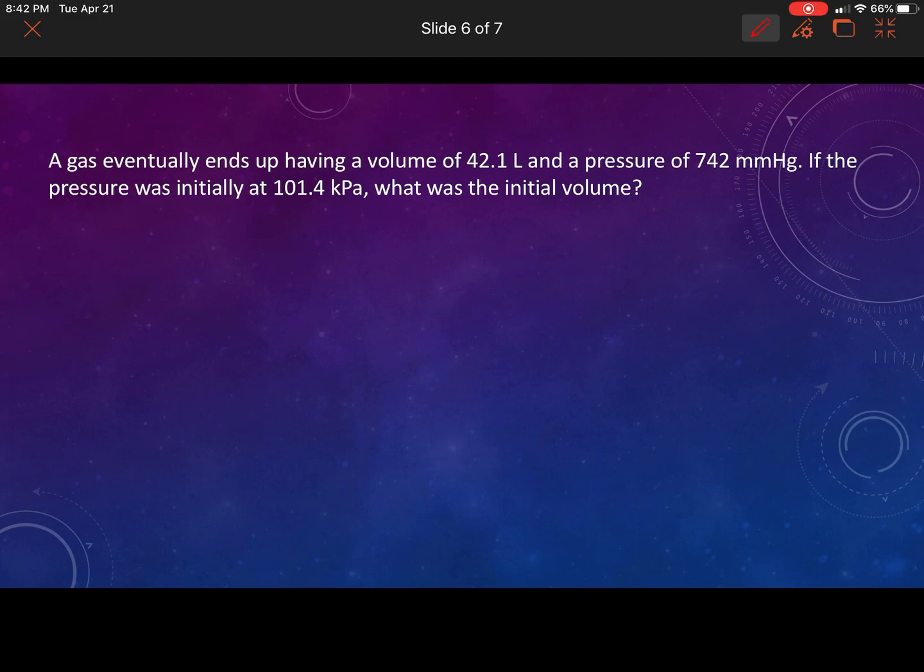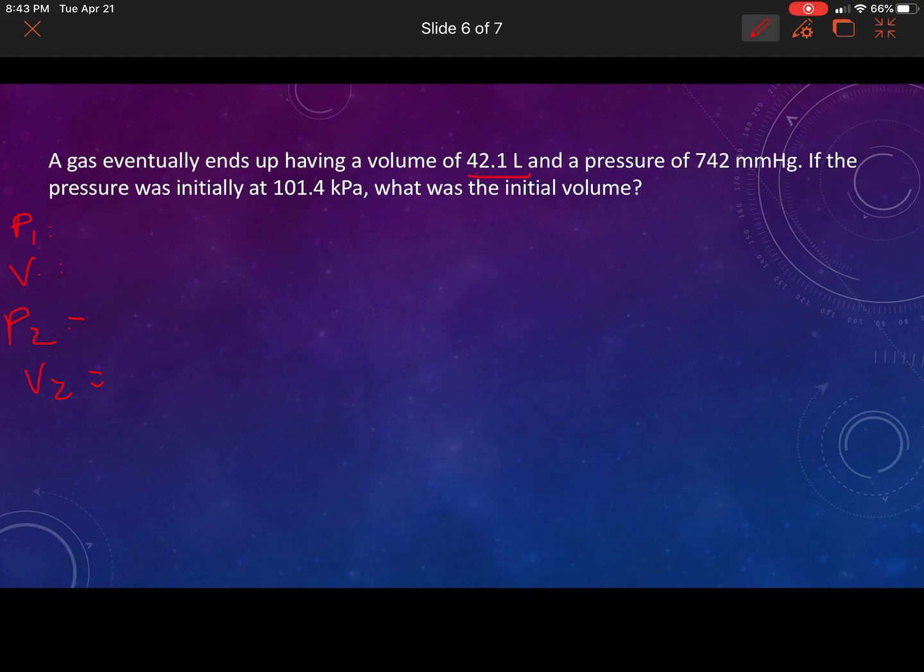Okay, so this one, if you want, you can pause the video and try it on your own, or you can just follow along here. So a gas eventually ends up having a volume of 42.1 liters and a pressure of 742 millimeters of mercury. If the pressure was initially at 101.4 kPa, what was the initial volume? So again, we're going to write our variable list, P1V1, P2V2.